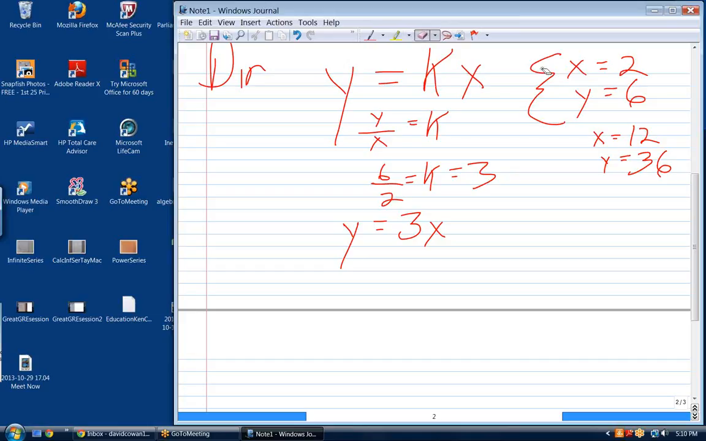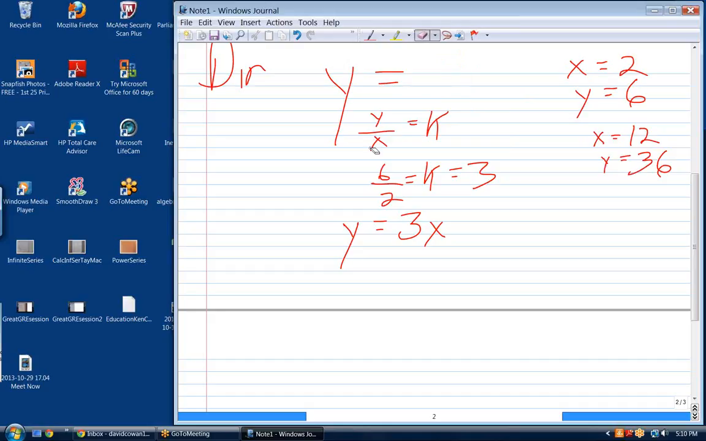But that's the pattern we do. We start out with the general equation. They give us an x and a y, so we are able to solve for k. That gives us a specific equation, and then from the specific equation we can come up with any y that you want if you give me an x.